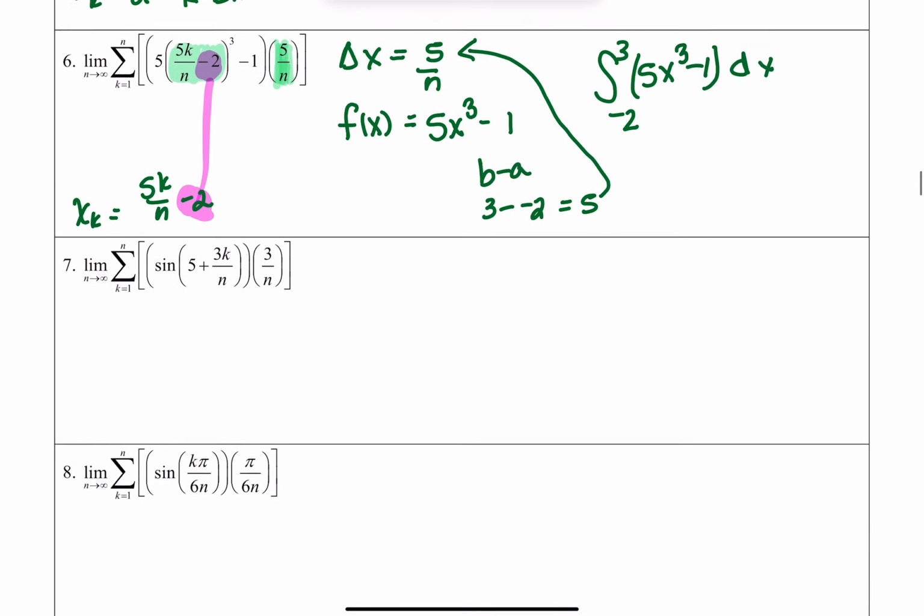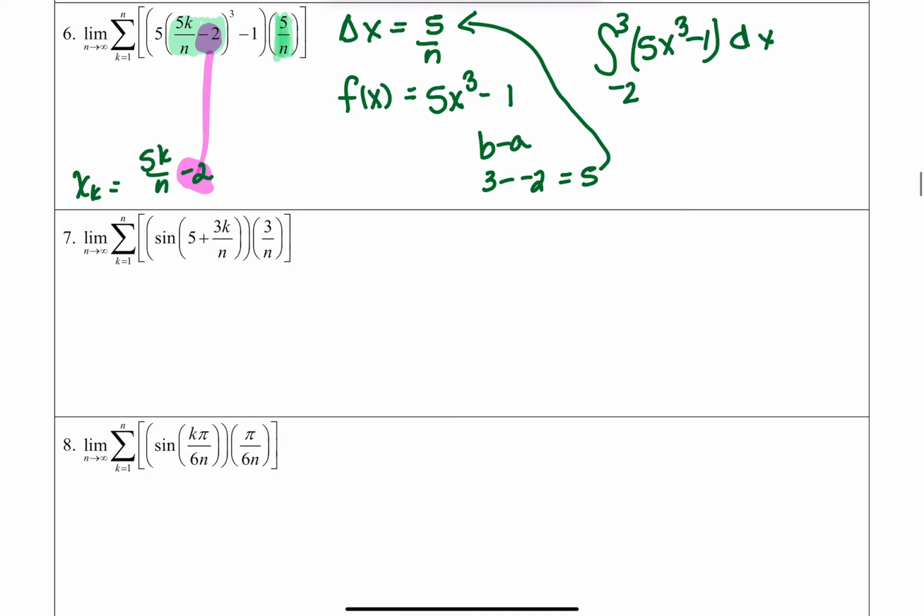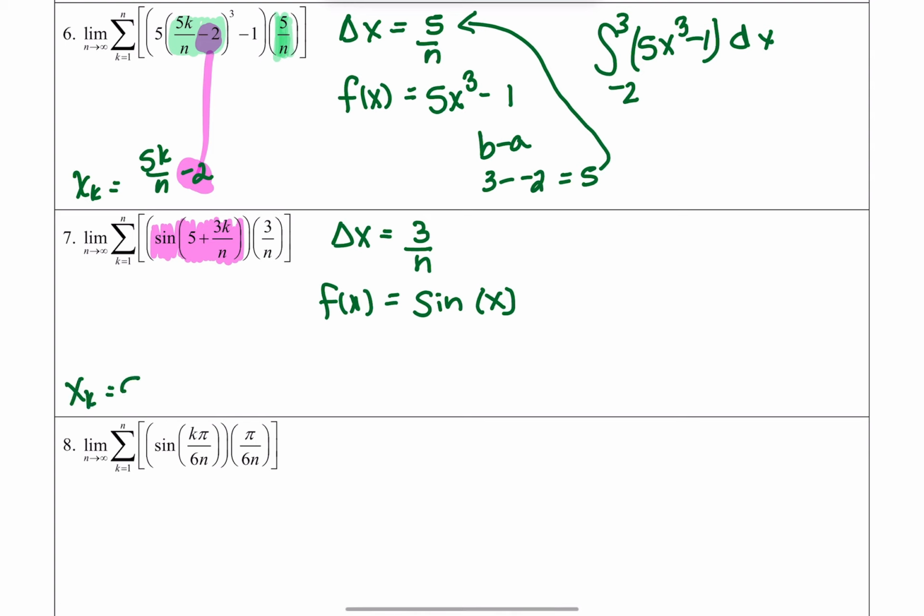Same thing with number 7 and number 8. I'm going to do 7, and then you guys can do 8 on your own, and have fun with it. So for 7, we have delta x being 3 over n. F of x is going to be a sine function, so just sine of x, since there's nothing else. Okay, we have x sub k being 5 plus 3k over n. I know that delta x times k is 3k over n, which means that my a value has to be 5. So right now I have my integral from 5 to something of sine x dx.